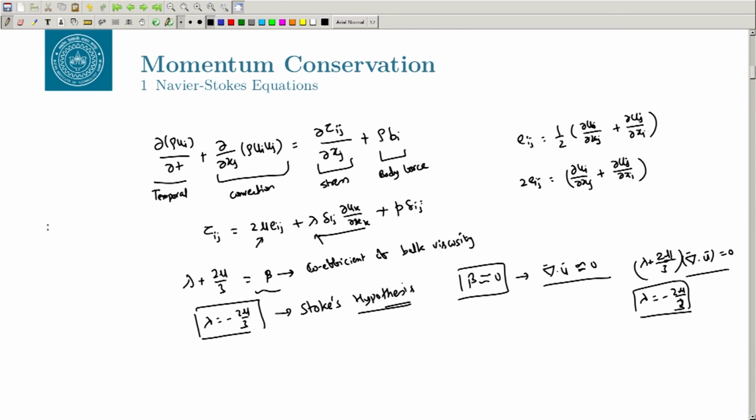There was the P delta_ij term, so this is minus P delta_ij. This we had termed as the hydrostatic stress, and these two are the deviatoric stress. So, if you combine all of these, then you will get this final expression.